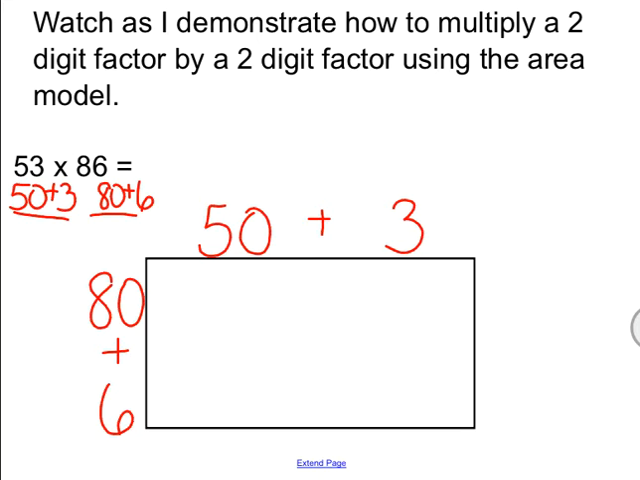And again, the addition symbols play an important role here. It actually shows us where we're going to cut the rectangle into parts. So I notice one addition symbol here, so I cut, but then the 80 plus 6 also has an addition symbol, so I'm going to cut. So now I have a 2 by 2 rectangle, okay? And now I will show you how to use the numbers along the outside to get your partial products.